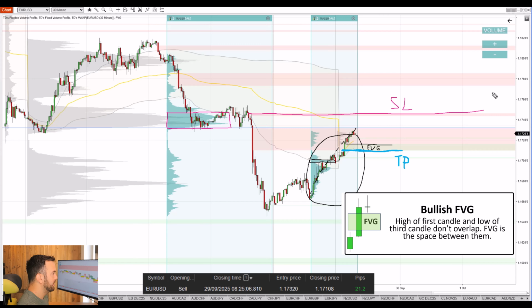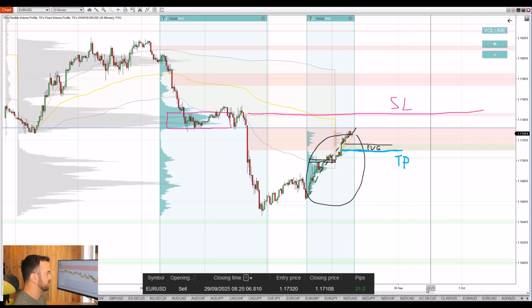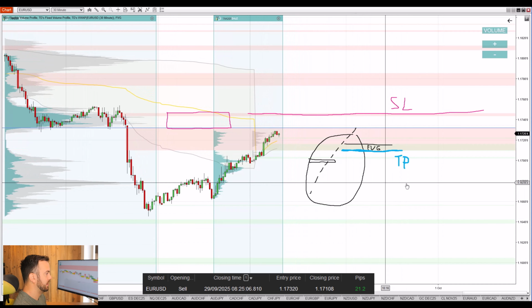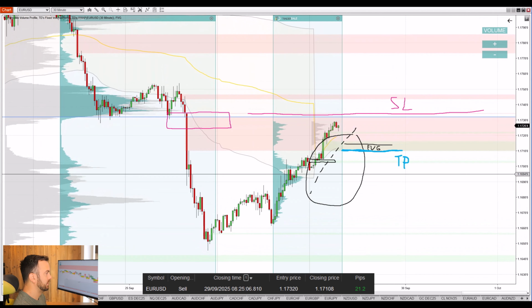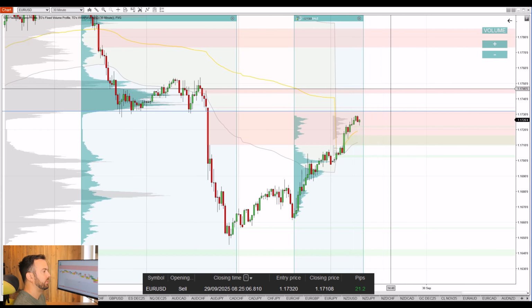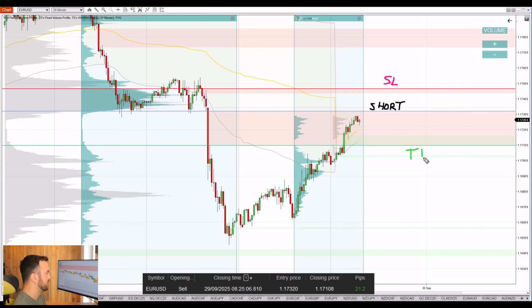Now, let me show you how the trade played out. I'll just zoom this in a little bit so you can see this clearly, and I'll print the stop loss and take profit lines here. Alright, so this was the stop loss, this was the short trade entry, and this was the take profit. Now let me play this out using the market replay.